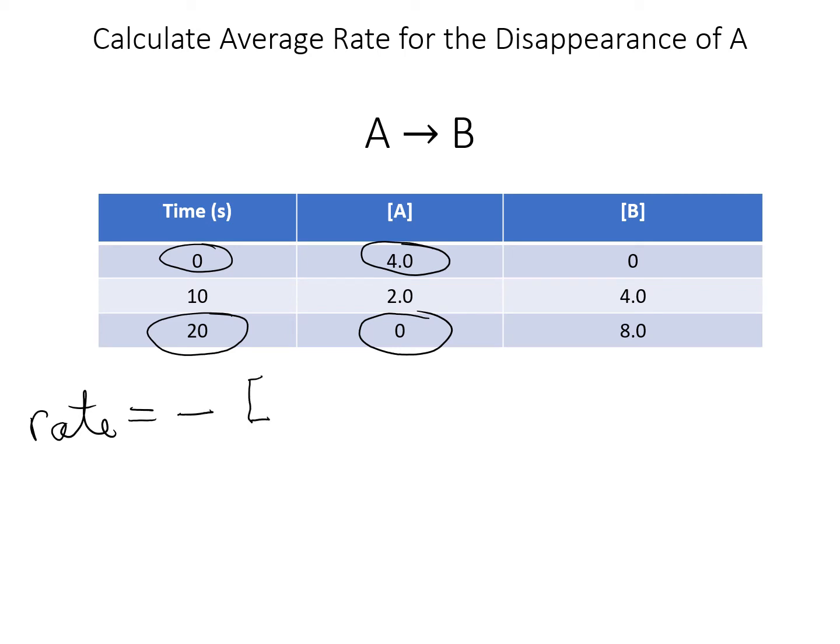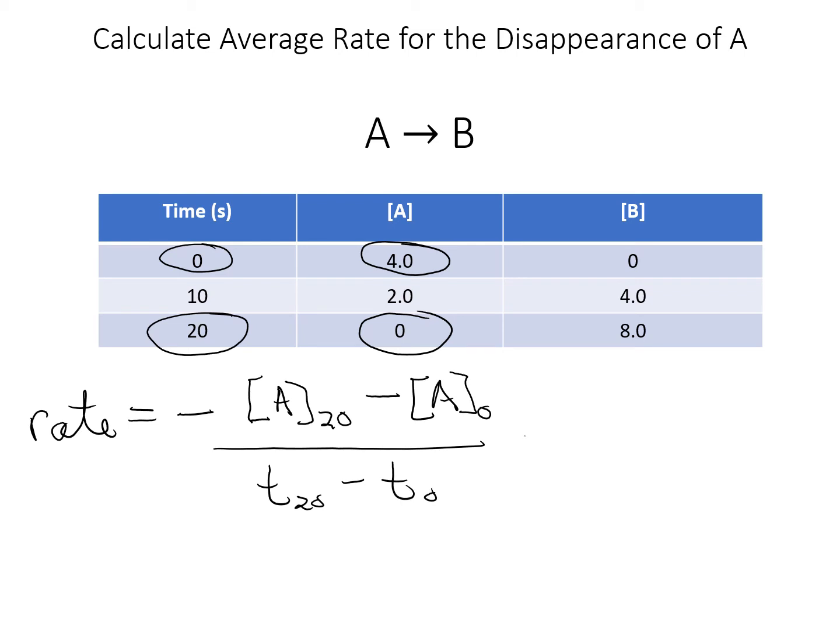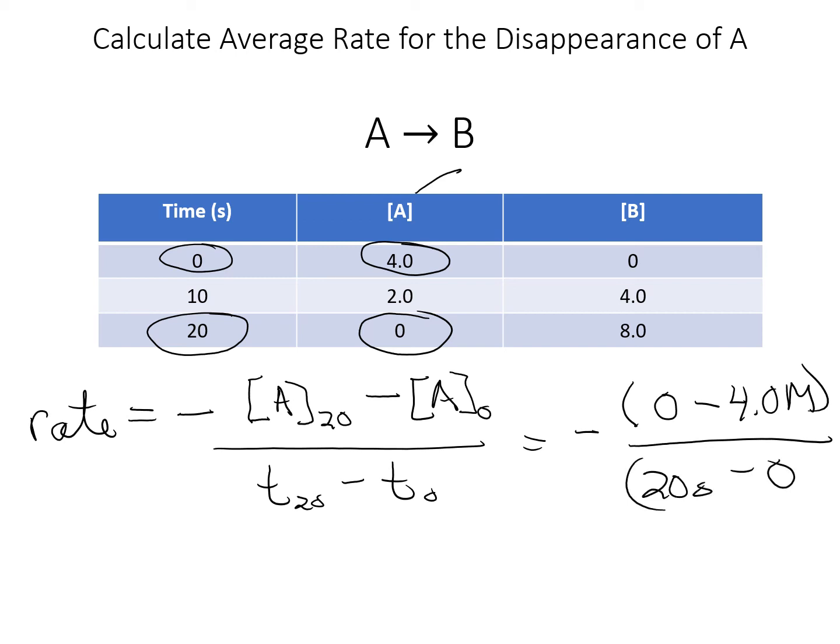So the final concentration of A at 20 seconds, I'm just going to indicate it like that, minus the initial concentration of A over the time at 20 seconds minus the time initially. So our final concentration of A is 0 minus 4 molar, because remember, those brackets mean molarity, or moles per liter, divided by our time at 20 seconds, of course, is 20 seconds, minus 0.